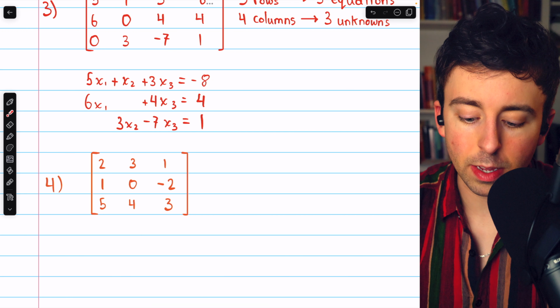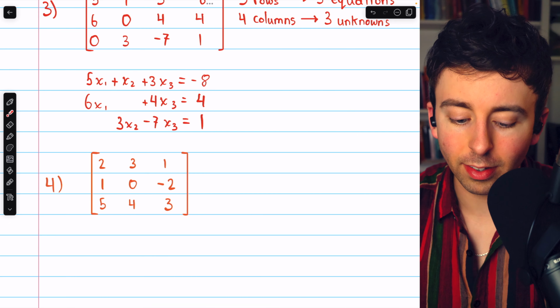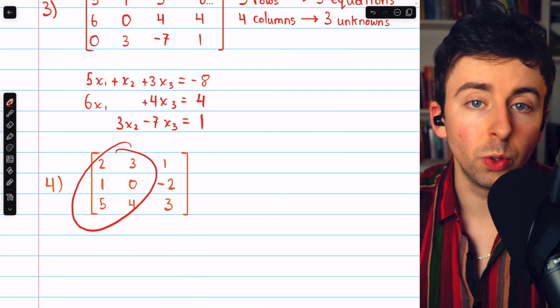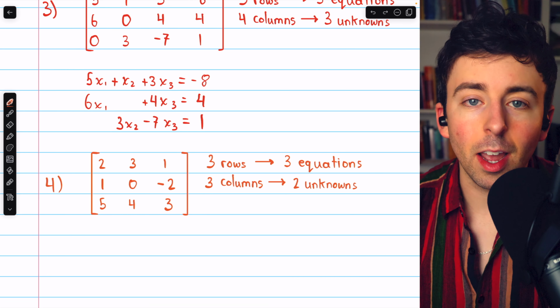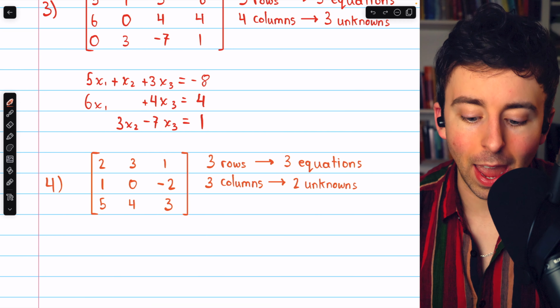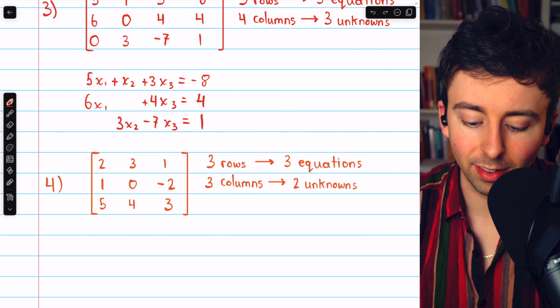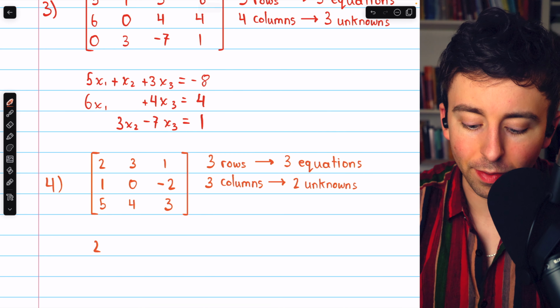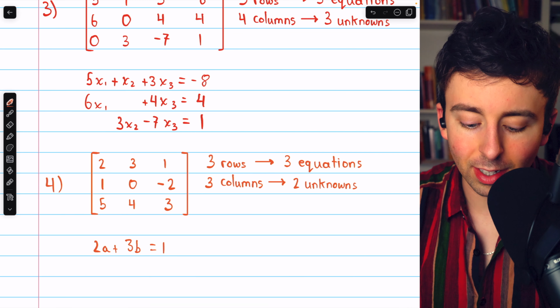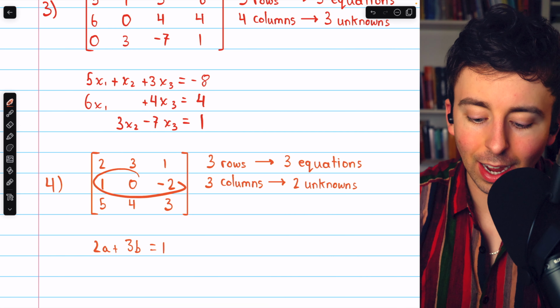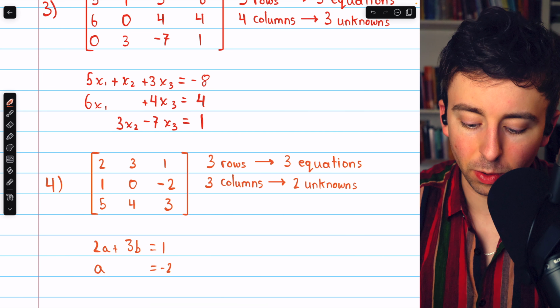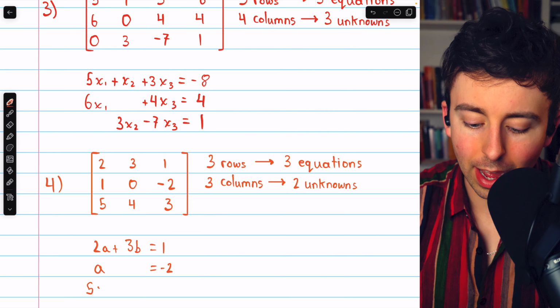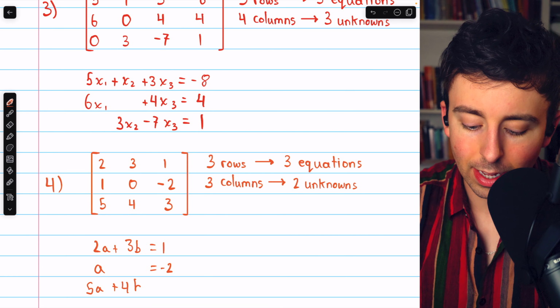This is a 3 by 3 matrix, so we'll have 3 equations, and we have enough columns for 2 unknowns. Again, x and y are popular choices for those unknowns, though we will at times have occasion for other letters like a and b. Let's say we use a and b in this example. Then from the first row, we have that 2a plus 3b equals 1. Remember, the constants are always on the right side. From the second row, we have that 1a, we'll leave blank space, just equals -2. And from the final row, we have 5a plus 4b equals 3.